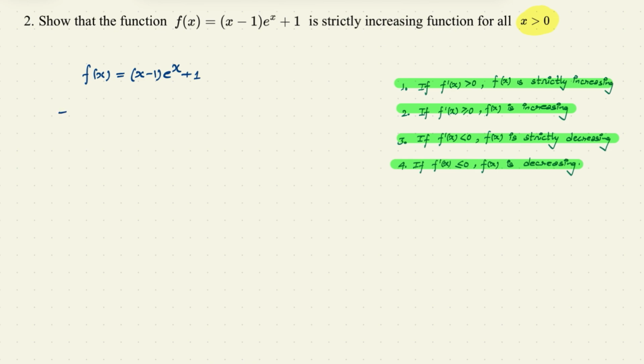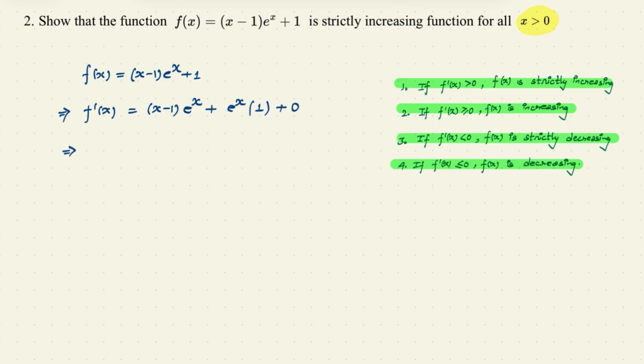we need to differentiate both sides with respect to x. Then we will have f dash of x equals, let us use the product rule. Let us keep x minus 1 first and differentiate e to the power x, and the differentiation of e to the power x is e to the power x only, plus let us keep e to the power x first, and differentiation of x minus 1: d/dx of x is 1 and d/dx of minus 1 is 0, so it will be 1 only, plus d/dx of 1 is 0.